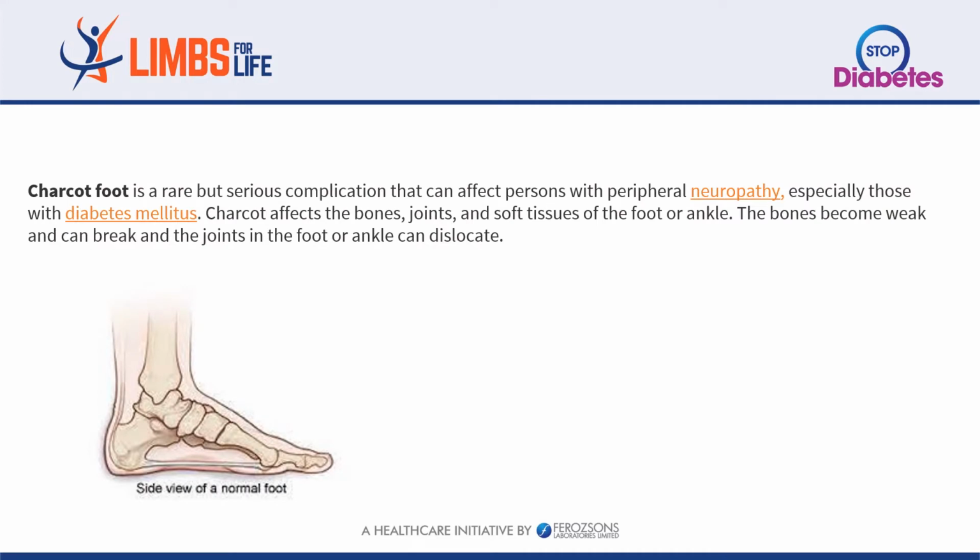And then Charcot foot is the rare serious complication that affects persons with peripheral neuropathy, especially those with diabetes mellitus. Charcot affects the bone, joint, and soft tissue of the foot or ankle. The bone becomes weak and can break, and joints in the foot or ankle can dislocate. This is a very serious complication of diabetic patients.